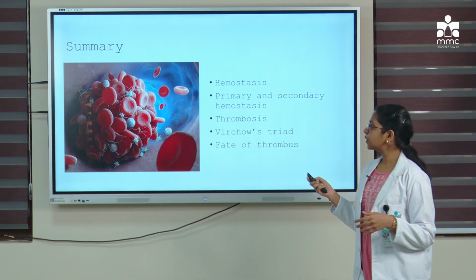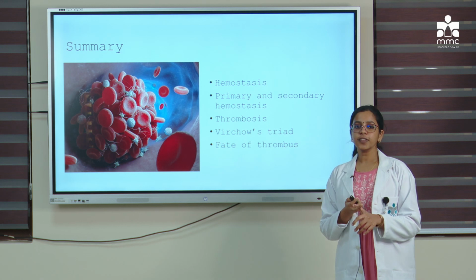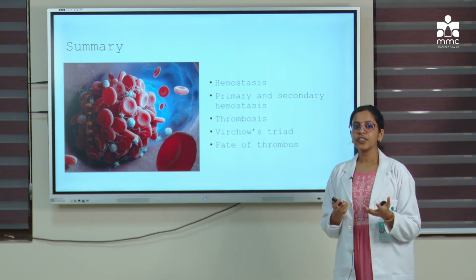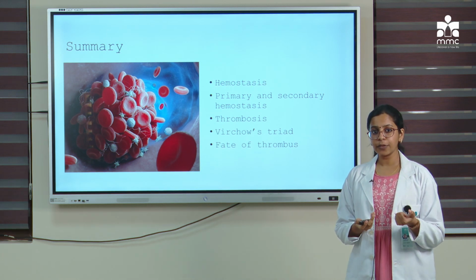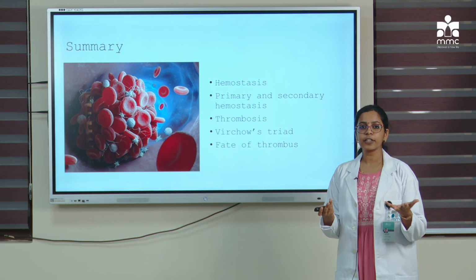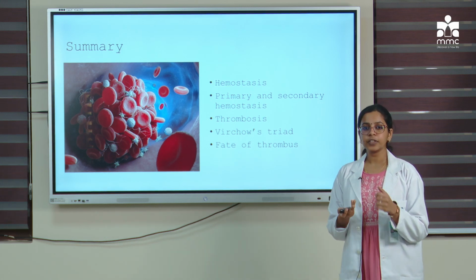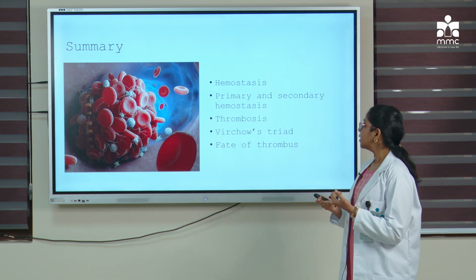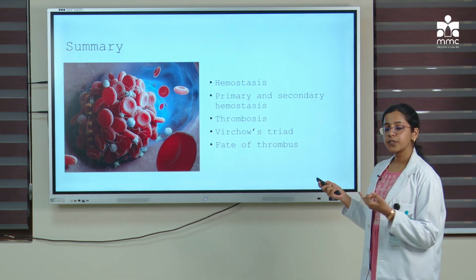So, to summarize, we dealt with hemostasis. Hemostasis means there is a blood clot formation whenever there is a vascular injury, and generally there is a balance between procoagulant forces and anticoagulant forces. Whenever there is a disbalance or a disequilibrium between them, you are going to end up with different types of disorders like hemorrhagic disorders or a thrombotic disorder. Then we have the primary and secondary hemostasis mechanisms.